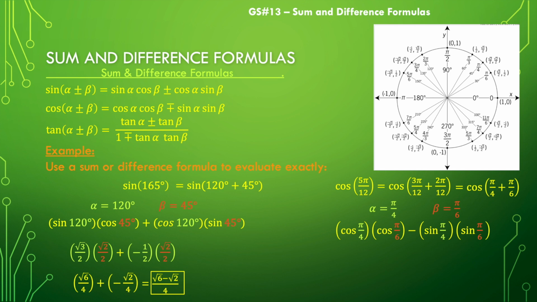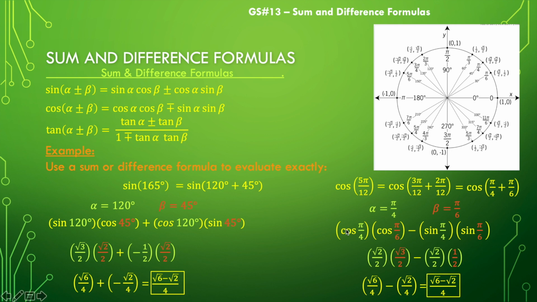When I evaluate those things, I should get square root of 2 over 2 times square root of 3 over 2 minus square root of 2 over 2 times 1/2. So when I multiply those things through, I get square root of 6 over 4 minus the square root of 2 over 4. Writing this as a single fraction, we'll get square root of 6 minus square root of 2 all divided by 4. It's always a good idea to check using your calculator. The exact numeric answer is the same as what your calculator gives you for the cosine of this.